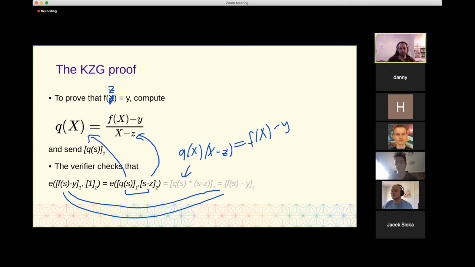Cool. Okay. Please ask any question if anything is unclear. This is really like the core of the argument. If you understand this, then that's amazing, because then you've completely understood KZG commitment. And if not, you should ask questions now.